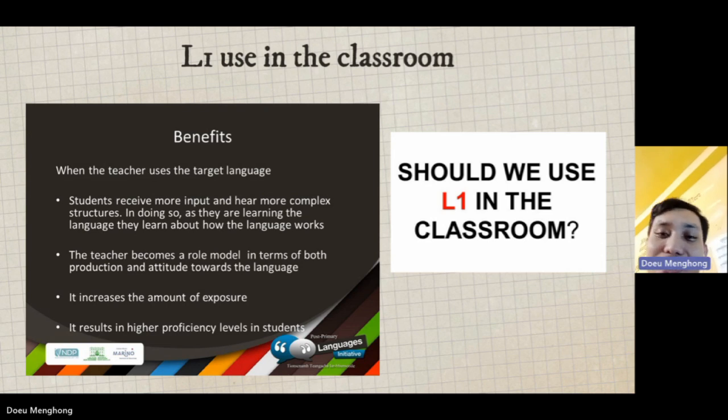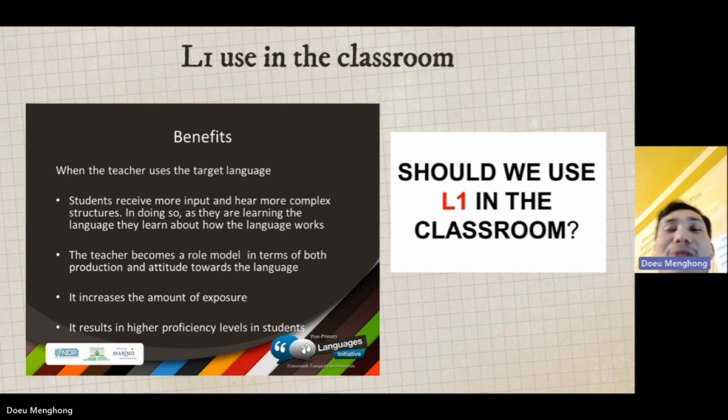But the question asked is, should we use L1 in the classroom? There are benefits to applying L1 in the classroom, but every option also gives benefits too. For example, if we use L1, there are benefits that we gain by using L1 in the classroom. But we also gain benefits if we are using the target language, right?